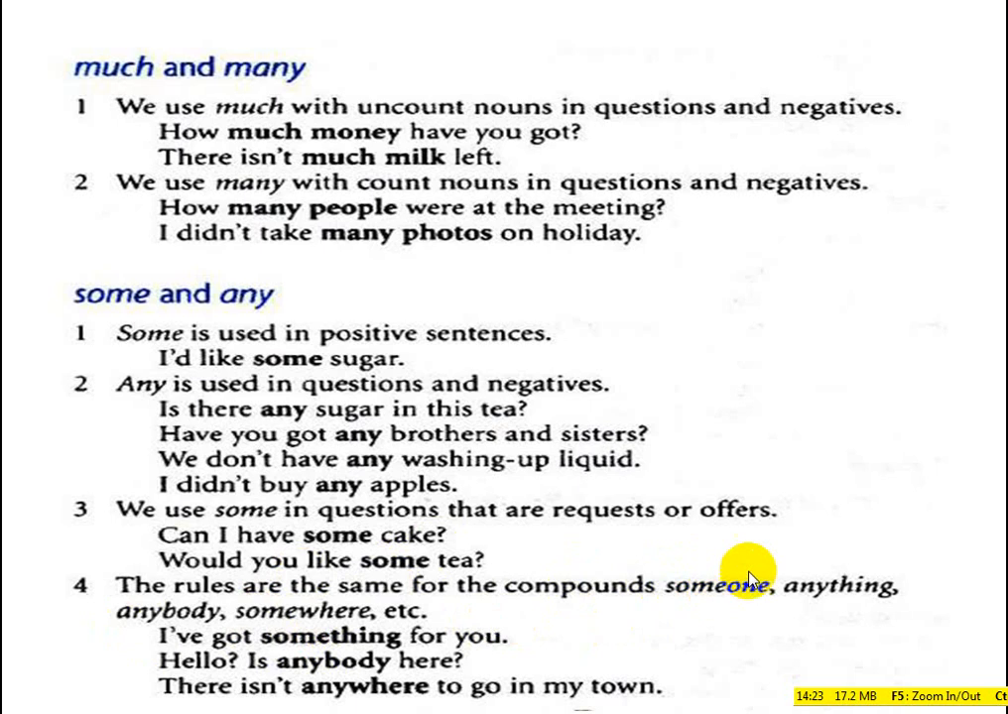هاي compounds. Someone, anything, anybody, somewhere. ليش compounds؟ لأن some with another word. Any with another word. I've got something for you. Hello, is anybody here? There isn't anywhere to go in my town. So the rules are the same for the compounds, someone, anything, anybody, and somewhere, etc.